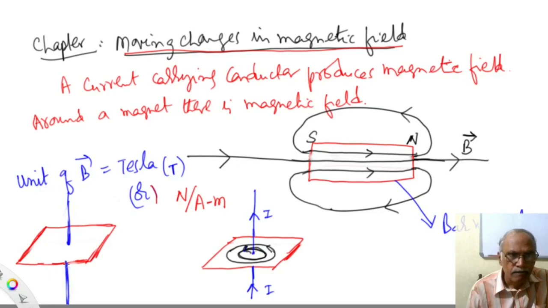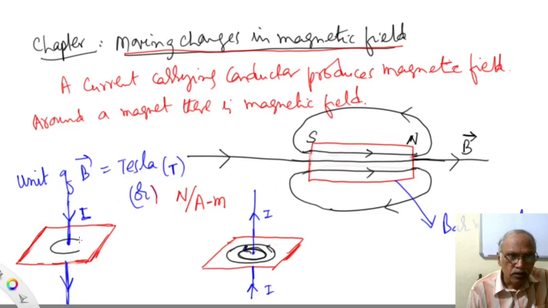Now what is the direction of current? Downward. If the direction of current is downward, then around the conductor the magnetic field lines are concentric circles with a clockwise direction. Like this. These are magnetic lines.